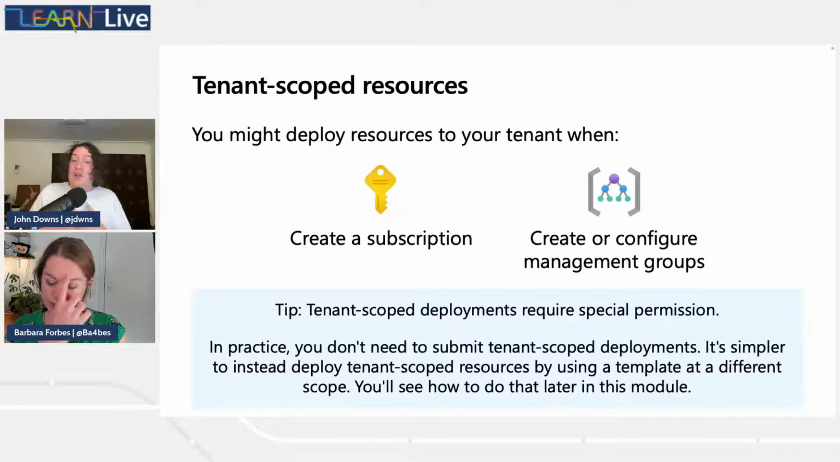So what you can do is, even if you've got permission at a different part of the hierarchy, you might still be able to actually deploy resources that are themselves tenant scope resources. You just don't do that by submitting a tenant scope deployment. So that's one of the interesting things with Bicep and how these deployments work: where you submit the deployment doesn't necessarily have to mean the same thing as where the resource is going to be deployed.